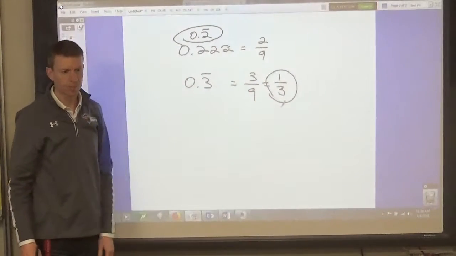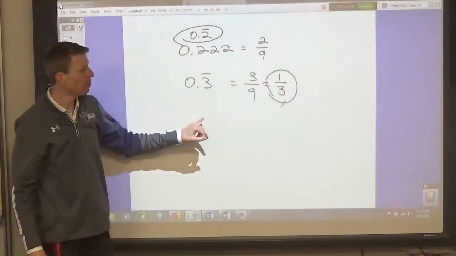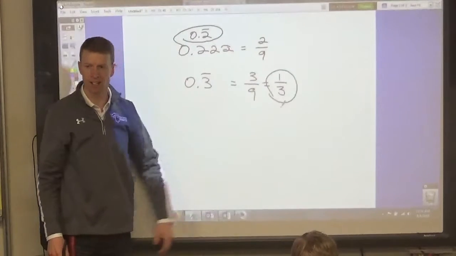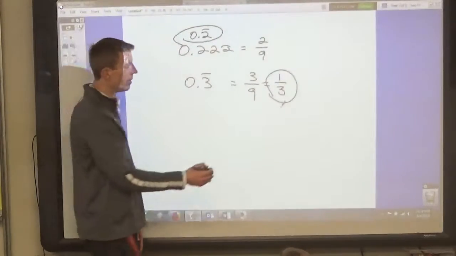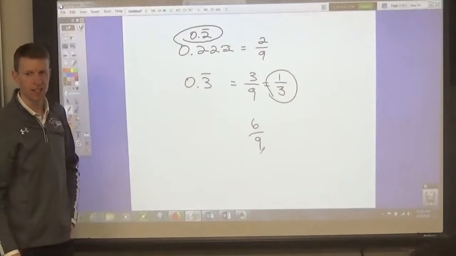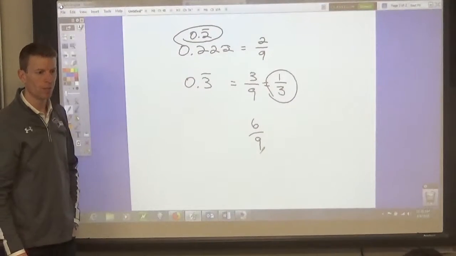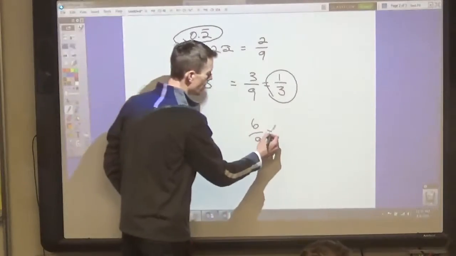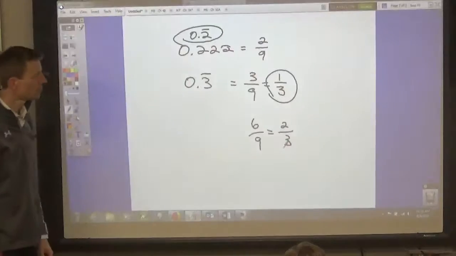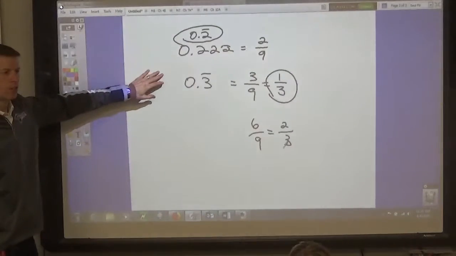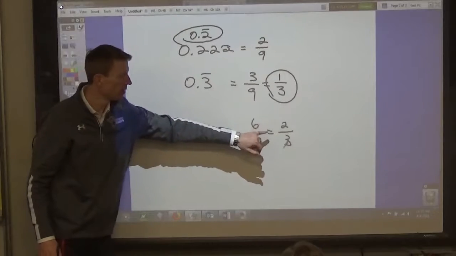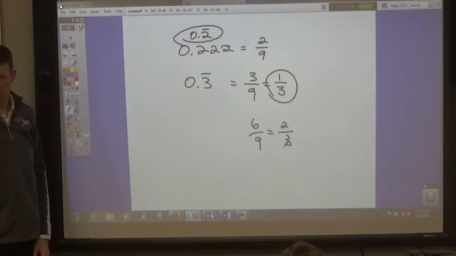Okay? 0.4 repeating is 4 ninths. 0.5 repeating is 5 ninths. 0.6 repeating is 6 ninths. What's 6 ninths in simplest form? 2/3. Okay? So, don't forget that repeating decimals can be written as rational numbers, as fractions.